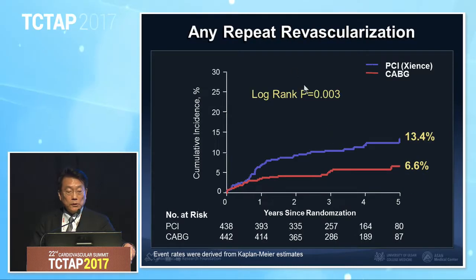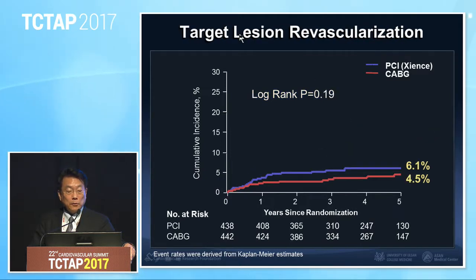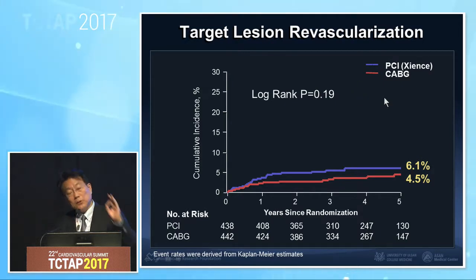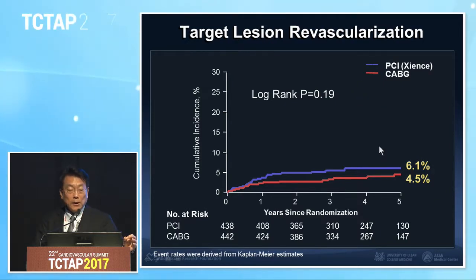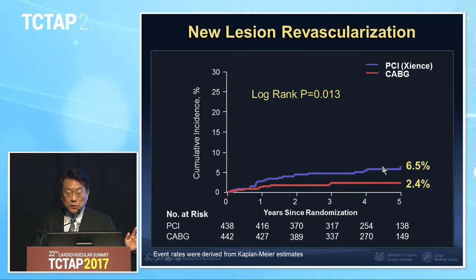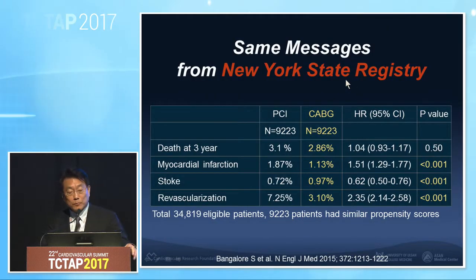Stroke, absolutely the same. Any revascularization is clearly higher in the group of the PCI. And if you look at it separately, with the target vessel, target lesion revascularization, and new lesion revascularization, target lesion revascularization actually has no statistical difference between the two. However, new lesion revascularization is clearly higher, almost 2.5 times higher with PCI with the Xience.